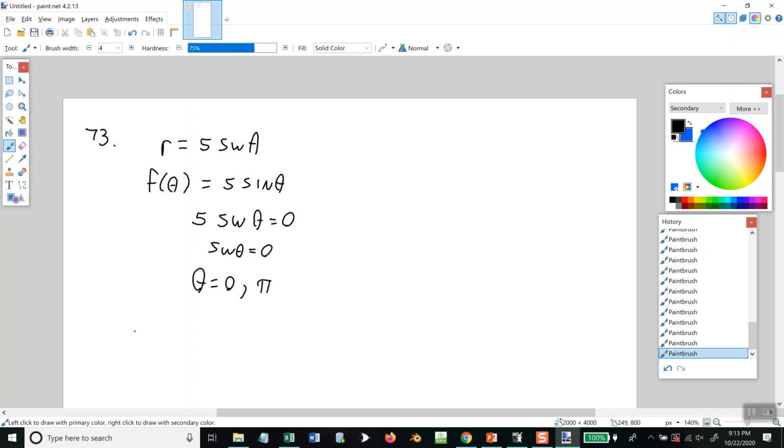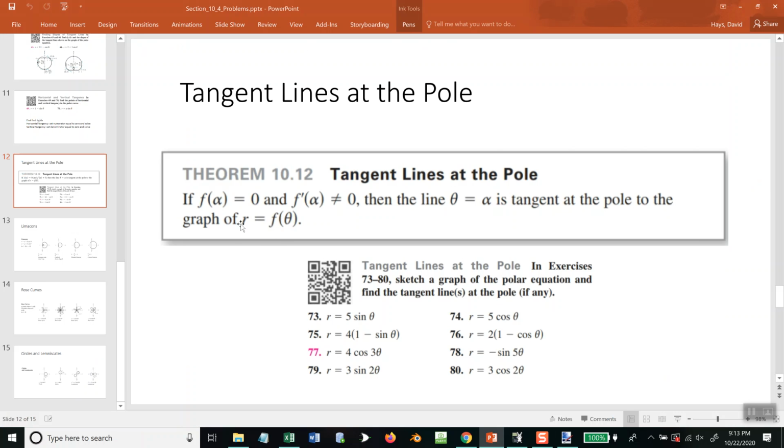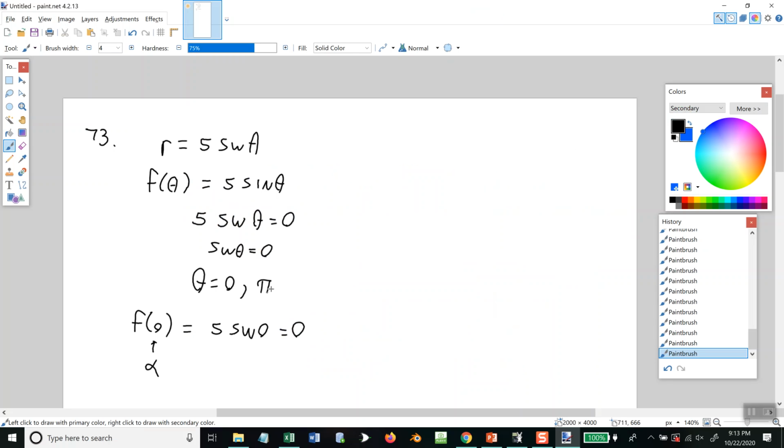So if I were to plug in, for example, f of 0, where this is my alpha, that would give me 5 sine of 0. Sine of 0 is 0 times 5 would give me 0. That would match the formula here. We just found an alpha that gives you 0. Now the question becomes if pi is even necessary. And I don't know if it is. Let's go to our graph.